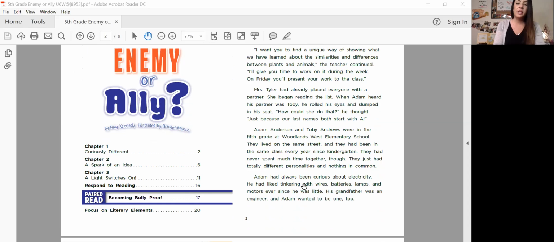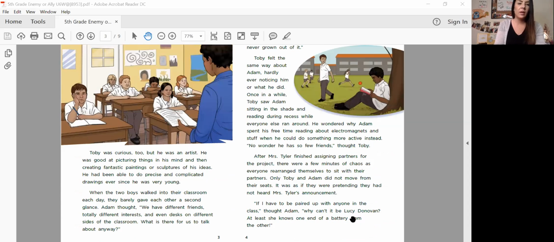Adam had always been curious about electricity. He had liked tinkering with wires, batteries, lamps, and motors ever since he was little. His grandfather was an engineer, and Adam wanted to be one too. Toby was curious too, but he was an artist. He was good at picturing things in his mind, and then creating fantastic paintings or sculptures of his ideas. He had been able to do precise and complicated drawings ever since he was very young.